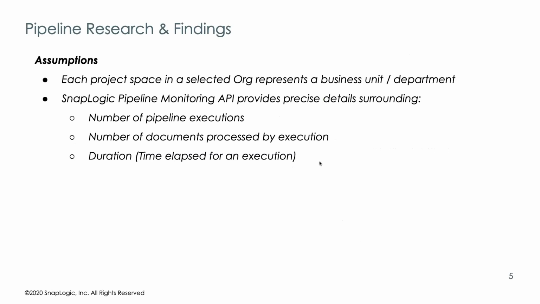What are the assumptions? This solution assumes that each project space in a selected org or environment within SnapLogic is representative of a business unit or department. Now, the SnapLogic pipeline monitoring API provides precise details, and that's why I say it's a very powerful API. These are precise details surrounding the number of pipeline executions, the number of documents processed by executions, and the duration. The duration is essentially the time elapsed for every execution. It can be considered to be closest to the time it actually makes use of all of the underlying resources.